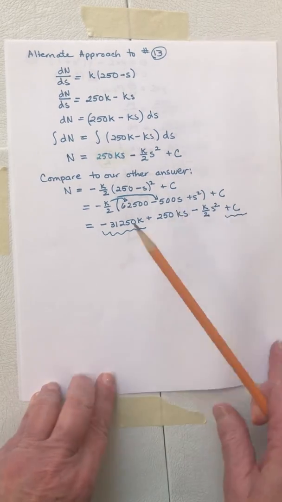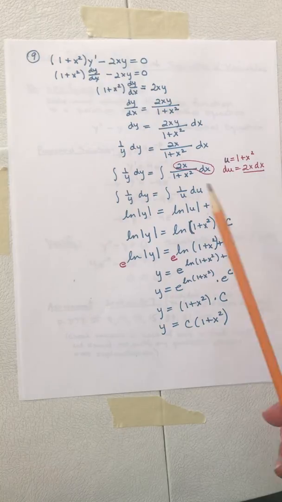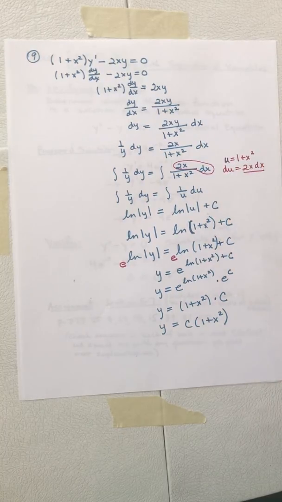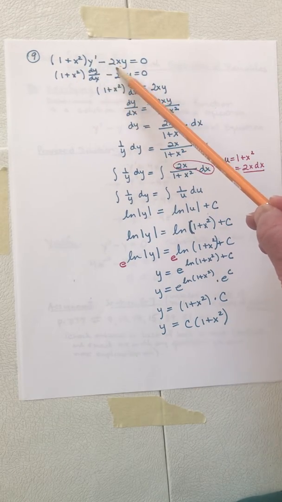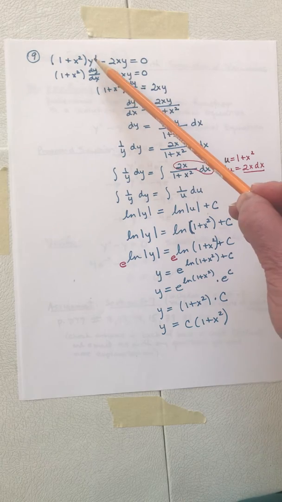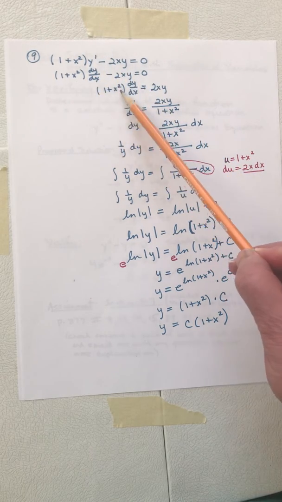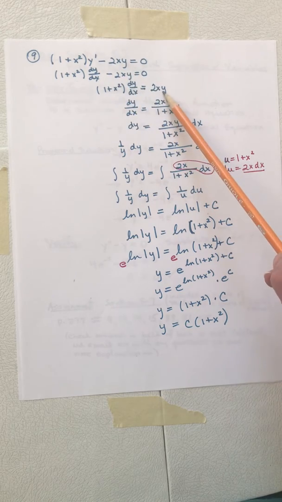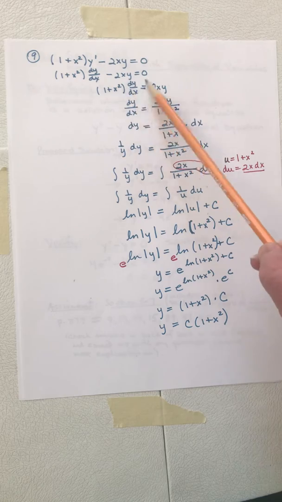Okay, next problem. I saved it because it's a long one and it takes up my whole page. So this was number 9. If you got it, you can move on a little bit and get the notes. If you didn't get it, here we go. So we have 1 plus x squared times y prime minus 2xy equals 0. I rewrite the y prime as dy dx. What did I do first? Let's see. I added the 2xy to the other side. I'm trying to isolate the dy dx. That's what I'm trying to do right now.